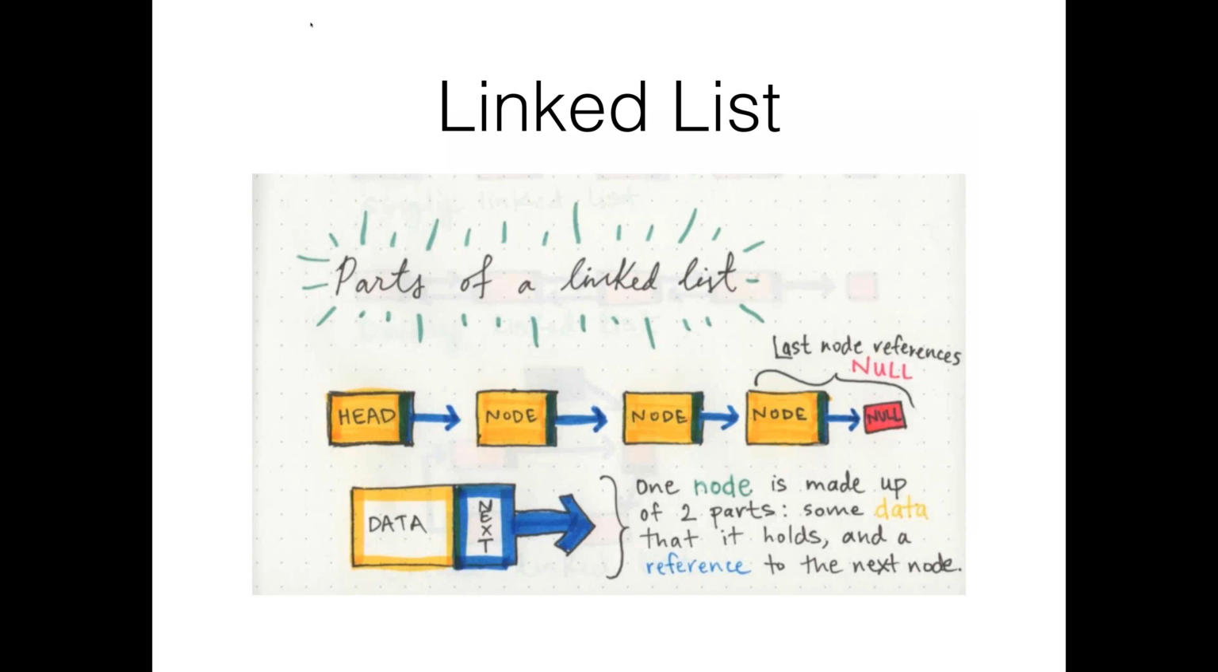So what is a linked list? A linked list is a data structure that is basically a list made up of nodes. Each node has some data, and also it points to the next element in the list, right? So that's how it works, and also the head of the list will have a pointer, so you know where it starts.